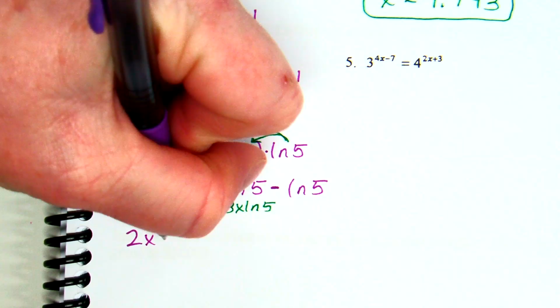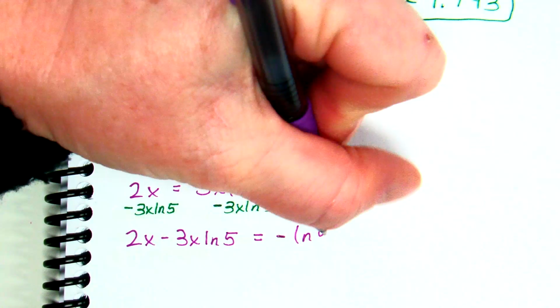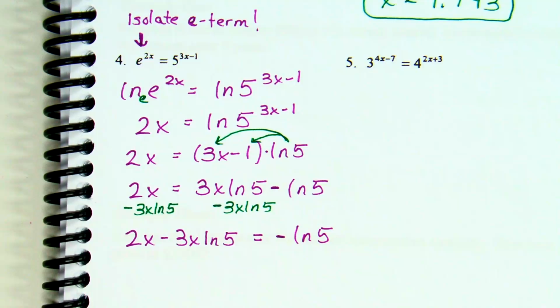So on the left, 2x minus 3x natural log of 5 equals, what remains on the right? Negative natural log of 5. Okay. On the left, I have two different terms. They both have an x. How do I separate that x from them?